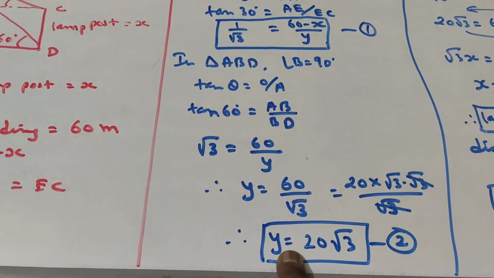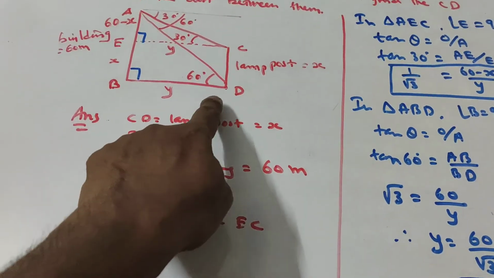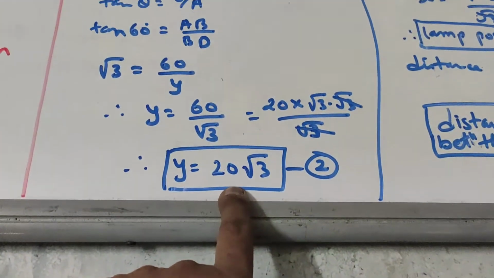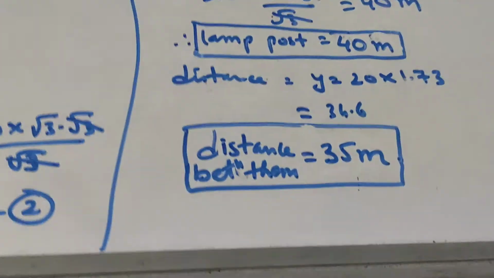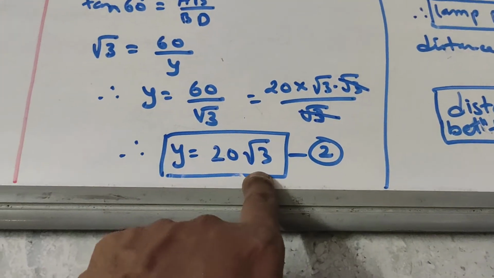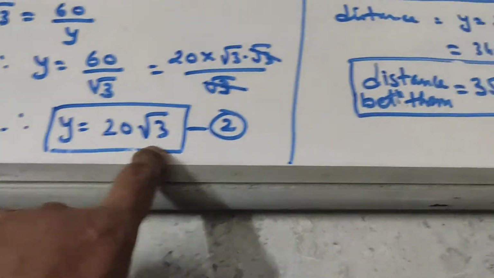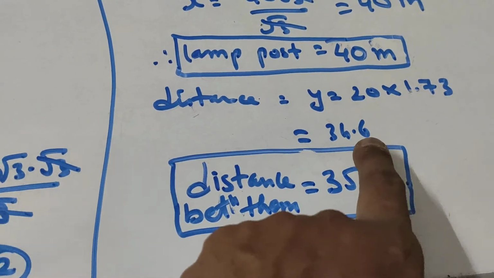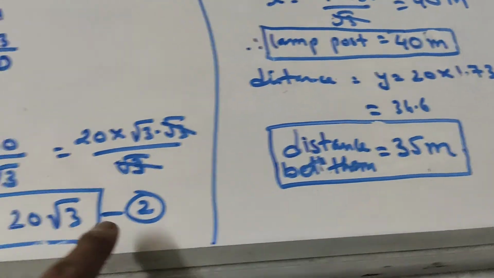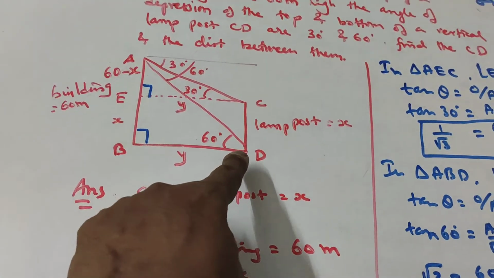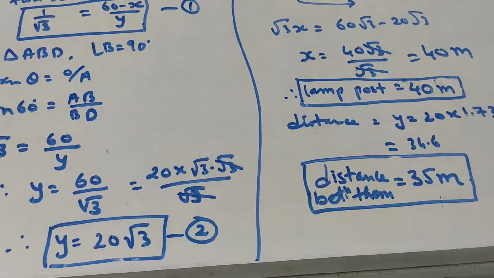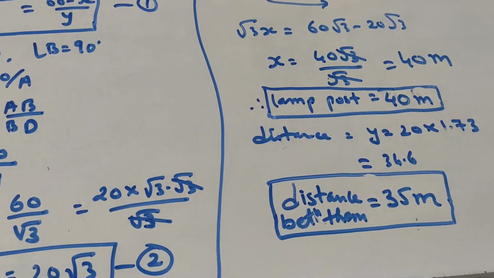Now y is the distance between the lamppost and the building. So we can solve it: y is equal to 20 multiplied by 1.73, because the value of root 3 is 1.73, and if I multiply I get 34.6 meter, which is equivalent to 35 meters. So the distance between the lamppost and the building, that is y, is 35 meters approximately. So we got one answer.